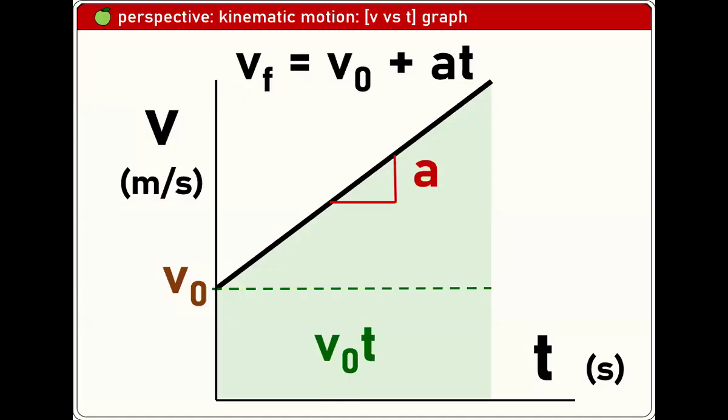PowerPoint. All right, so then fill this in. Bing. There's your V naught t. There's your 1/2 at squared. Put it together. You get how far it went. Right now you guys can solve any of these.